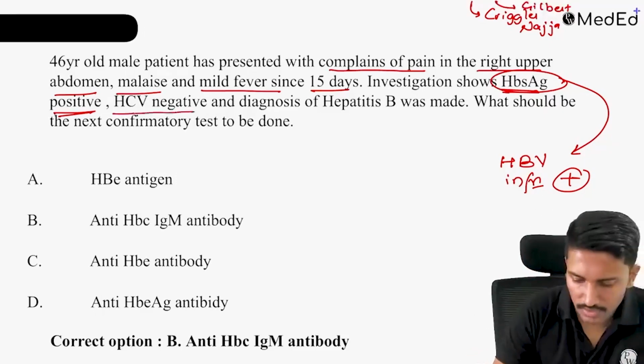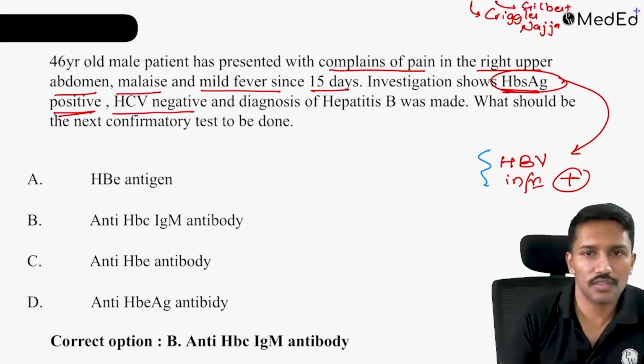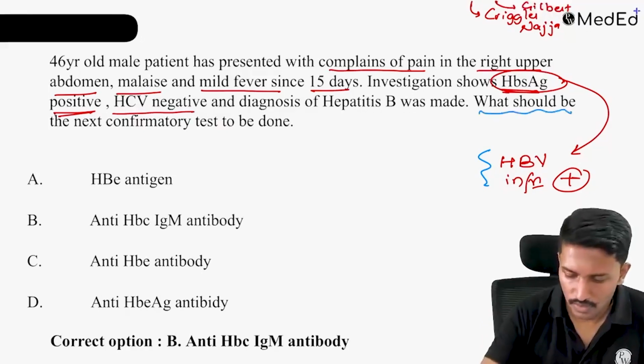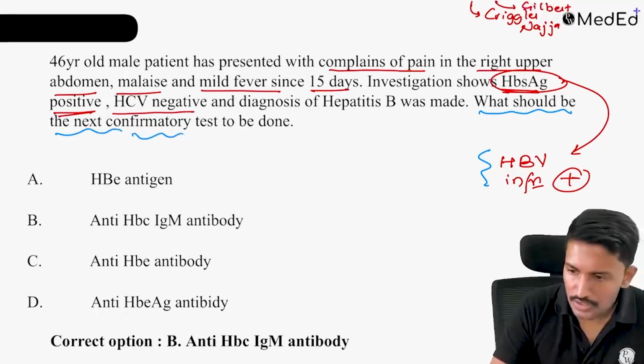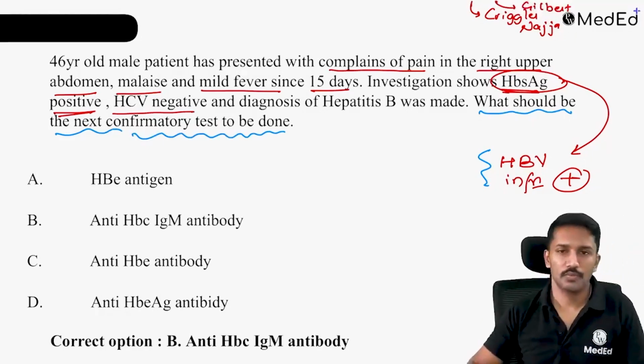Anti-HCV negative, right? So now whatever I have is an HBsAg positive case. Now question is asking what should be the next confirmatory test to be done. Okay, the framing of question is not fully acceptable to me because they're saying what is the next confirmatory test.